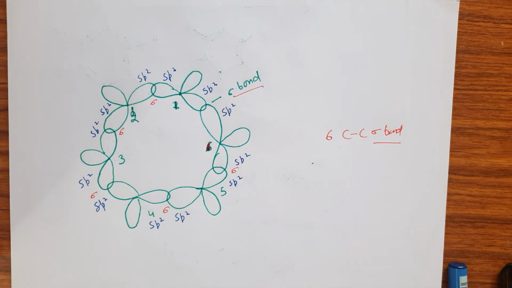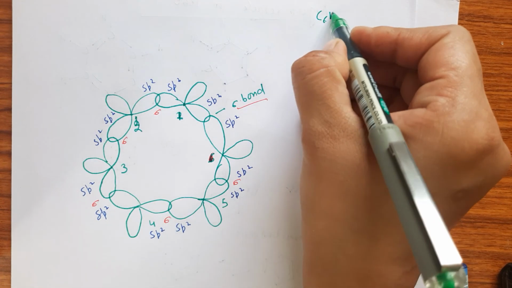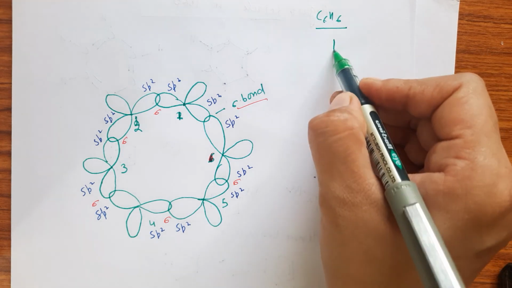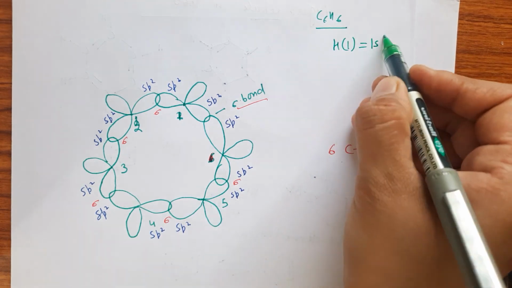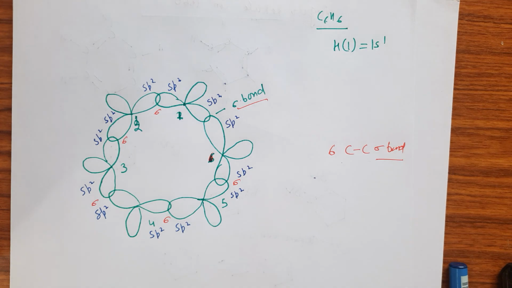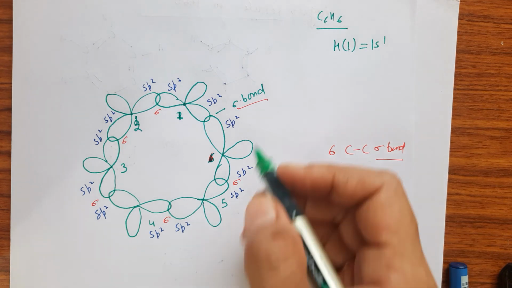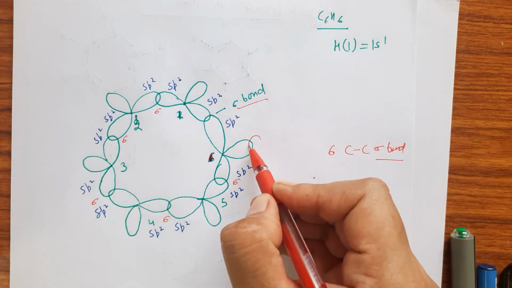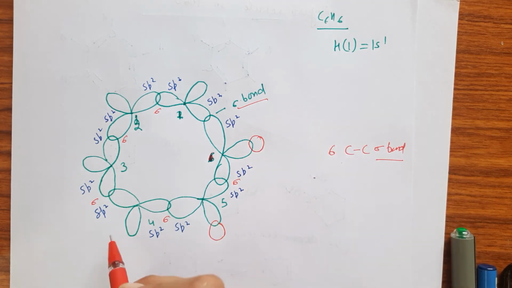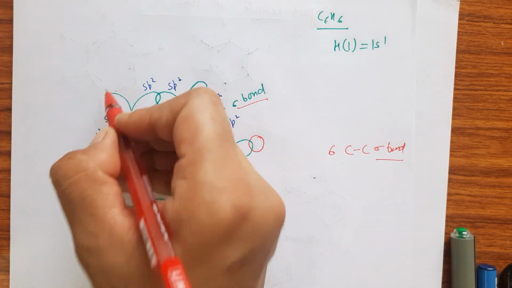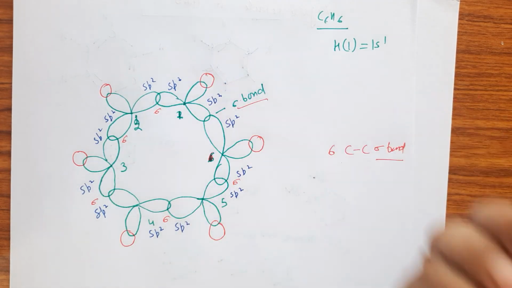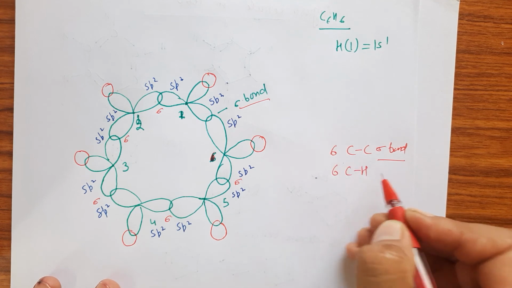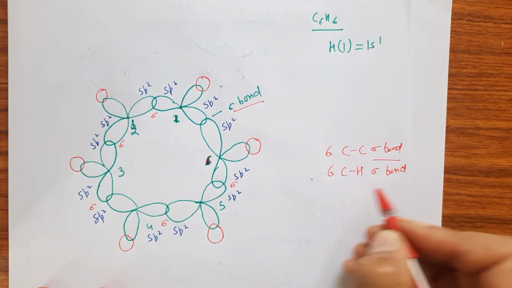Now because the formula is C6H6, there is presence of 6 hydrogens also. Hydrogen is 1s1, that means they have spherical form, they have s orbital. So the s orbital again does the head-on overlapping and forms the 6 sigma bonds, right? So there will be 6 C-H sigma bonds.